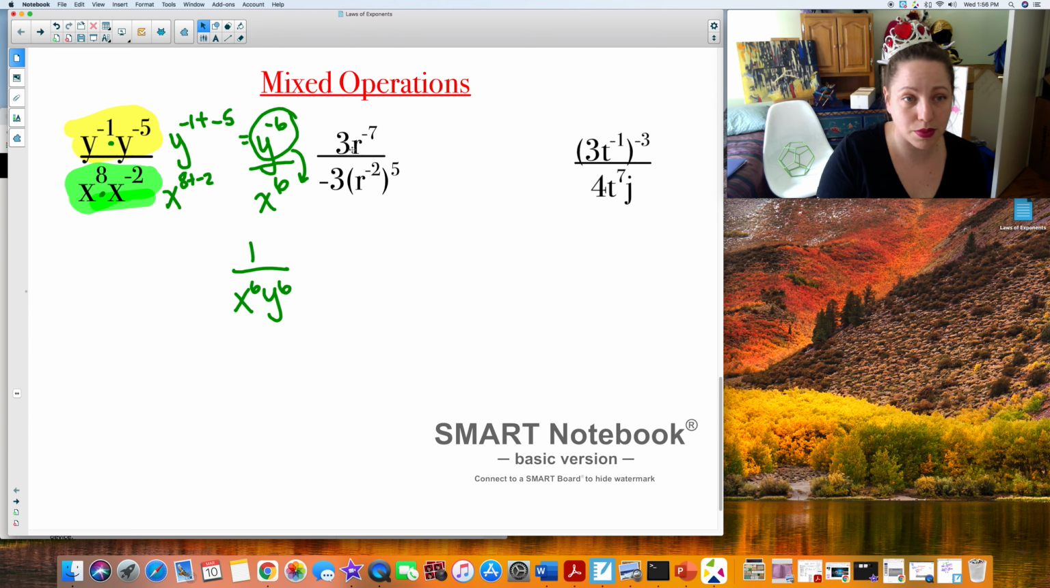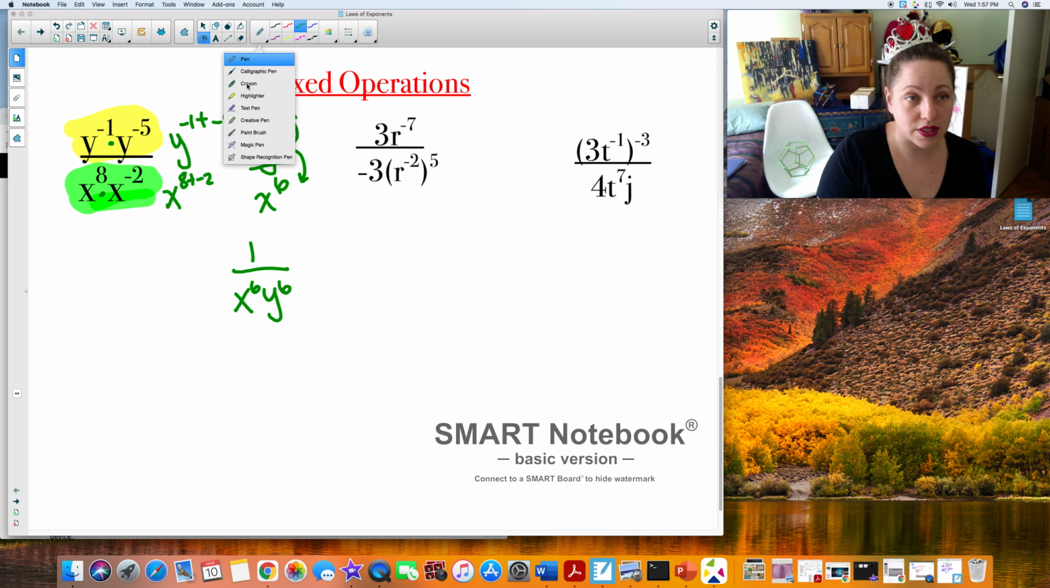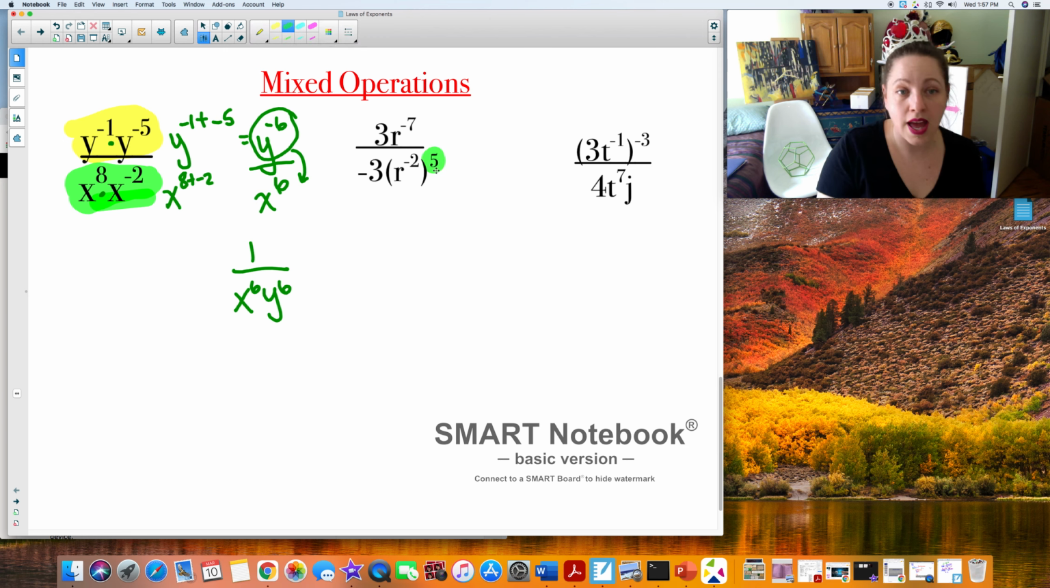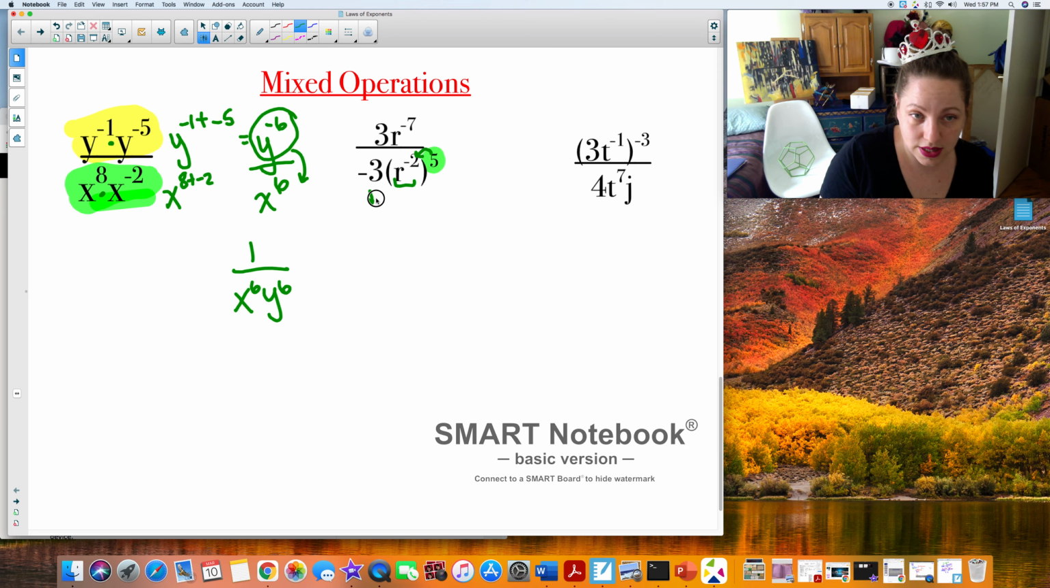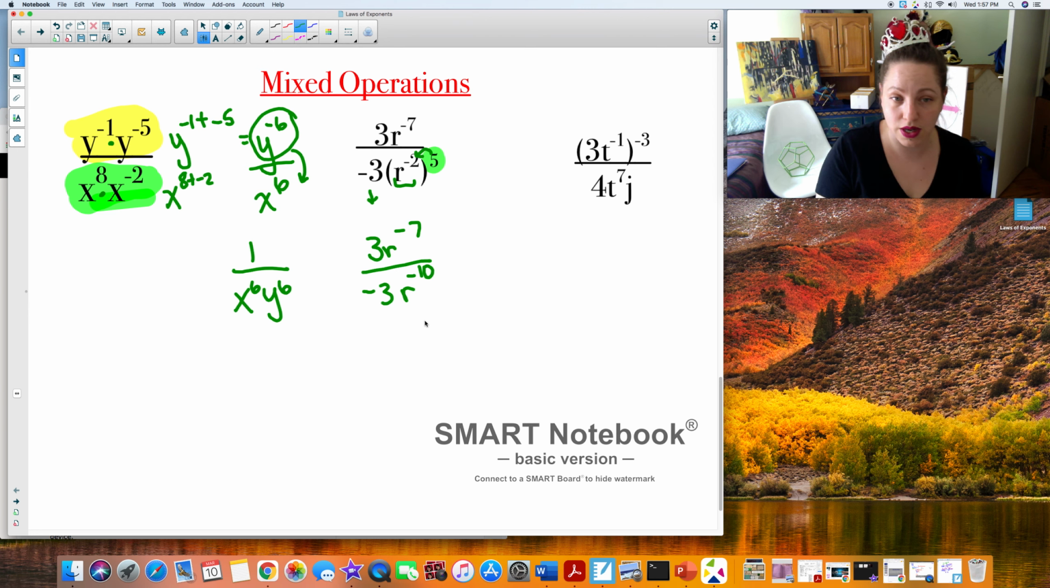In the next example, we do have a number outside the parentheses. So I want to look at that guy, okay? And I want to simplify that first. So a number outside parentheses, because that's an exponent, and you think about PEMDAS, right? Exponent comes before multiply. It only goes to what's inside parentheses. So it only goes to that. So this stays the same. Everything else stays the same. Over negative 3. And then it becomes r to the negative 10th power because you're multiplying when it's power to a power.